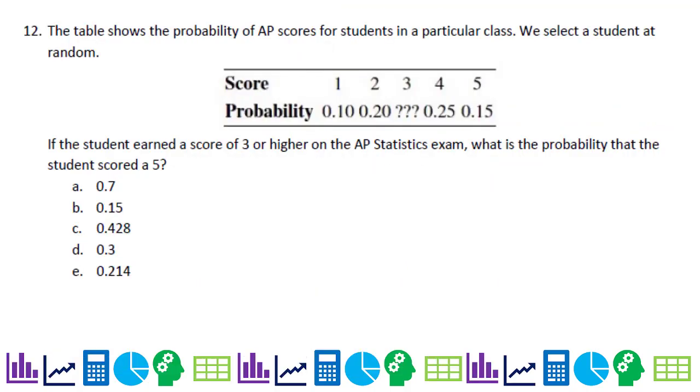So here's number 12. The table shows the probability of AP scores for students in a particular class. We select a student at random. If the student scored a 3 or higher, what is the probability the student scored a 5? So first of all, we're going to mix in some of our probabilities. I'm definitely going to need the probability of 3 or higher, so we'll get there. So first of all, I have a missing point, right? Missing point. Where is my point?